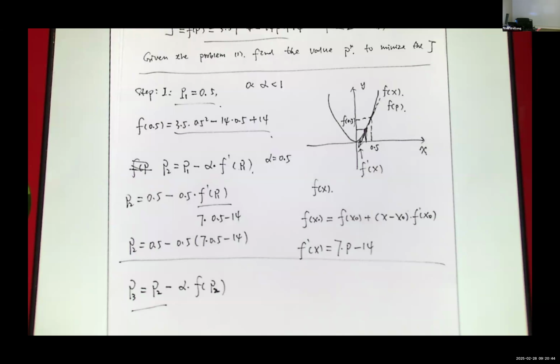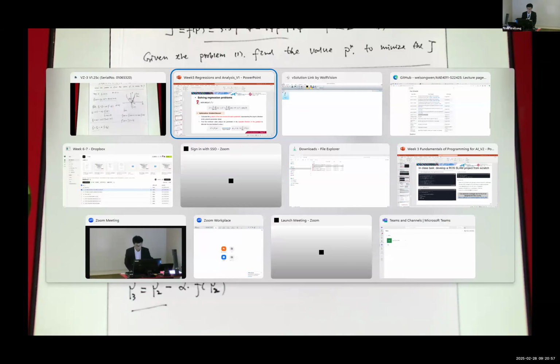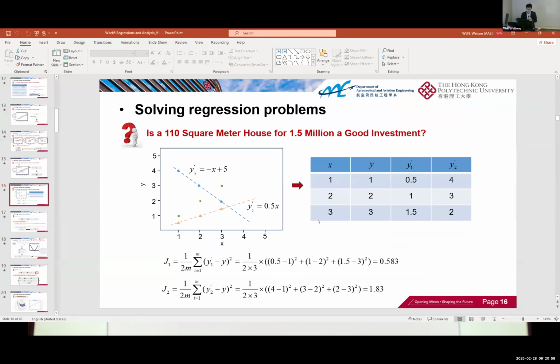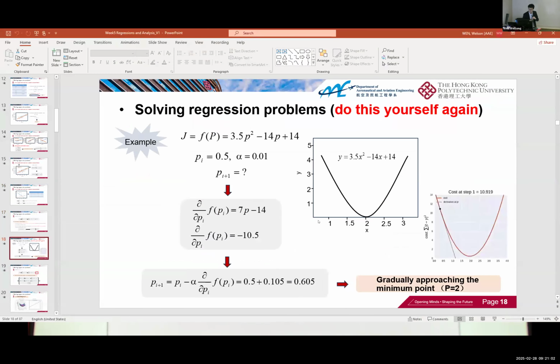This solution is called gradient descent. It can be used to solve any convex function. Please take a try. Based on this, you can look back to the slide and solve for p. The optimal value should be 2, right? After around 3, 4 or 6 iterations, the value of p should be very close to 2. Take a try, 10 minutes.